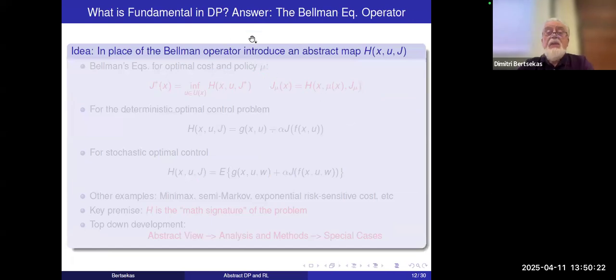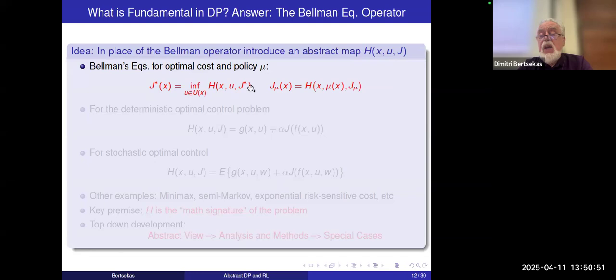So what's fundamentally dynamic programming? After you get a little bit of familiarity with the field, you figure out that the most fundamental thing is the Bellman equation operator. So the idea is, in place of specific Bellman operators specific to different problems, introduce an abstract mapping, H, that depends on state, control, and cost function. And then introduce a Bellman equation that has this form, minimization over U, and introduce also a Bellman equation that corresponds to policies, which you plug in here.